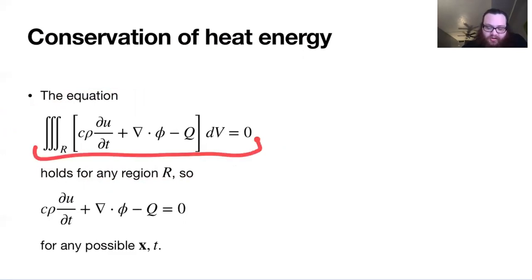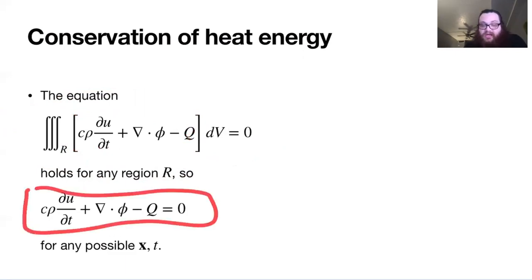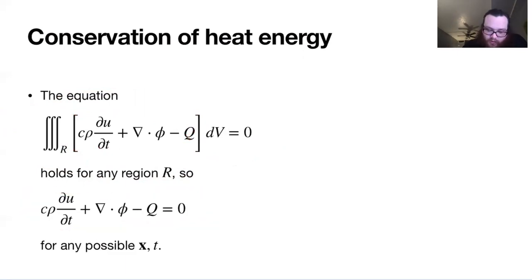So if this integral is 0 for every possible region, then the integrand, the function that we're integrating, this function right here, must be 0. And so that gives us the first form of the heat equation, which is c rho du dt plus the divergence of the flux minus q is equal to 0. Which is almost what we want.